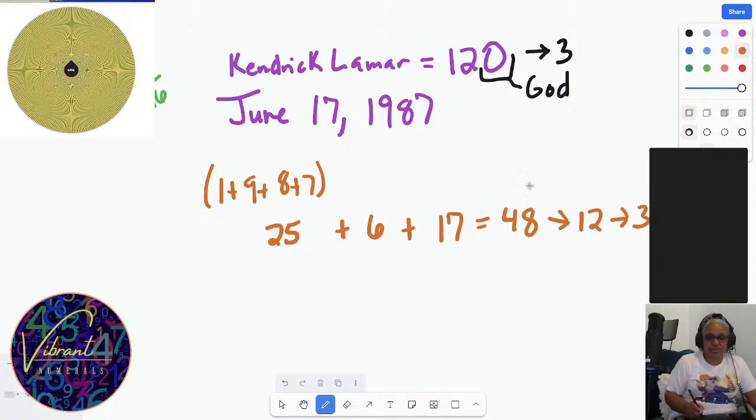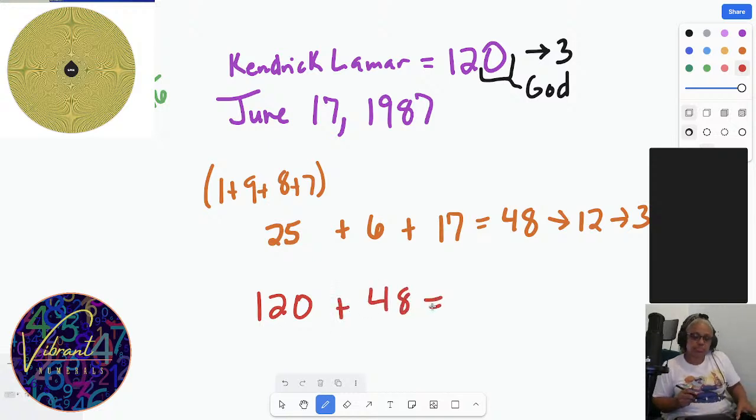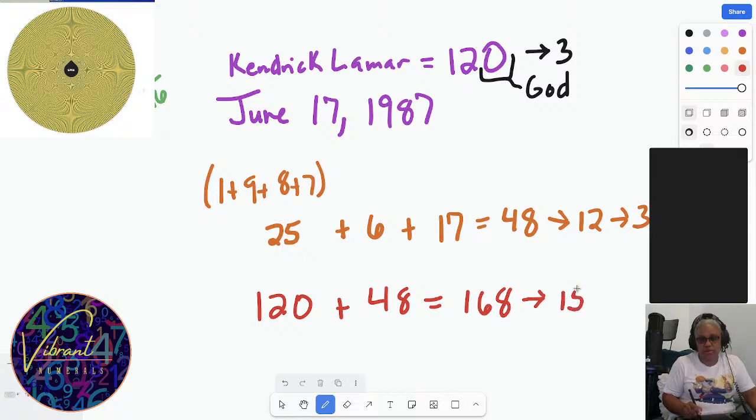Wow. So let's do one more thing here. Let's add up this name vibration and the life path number of Kendrick Lamar. We get 168. And look, there's our six. There's our six again.